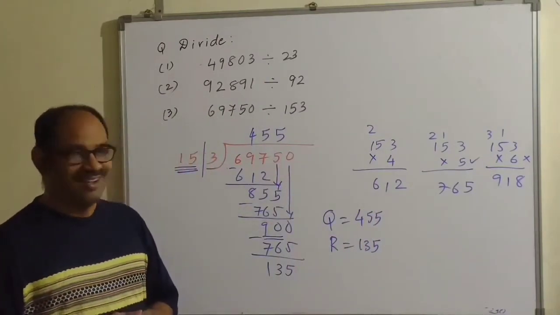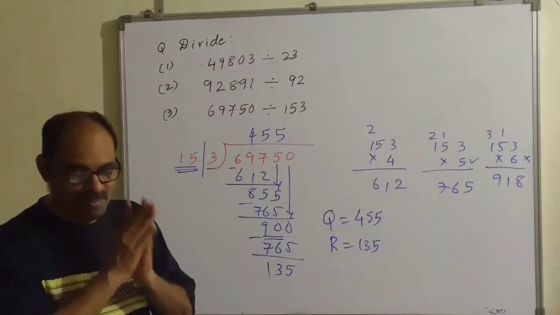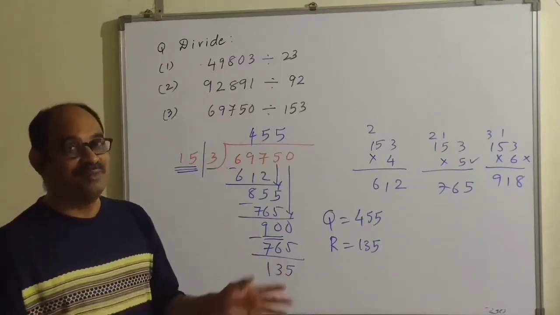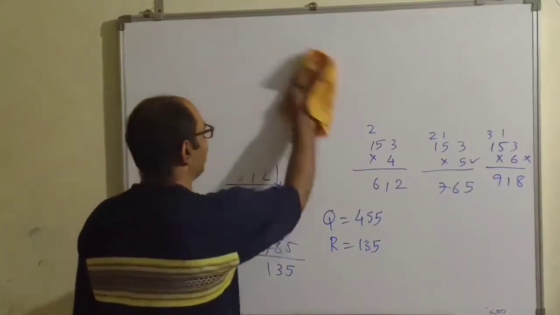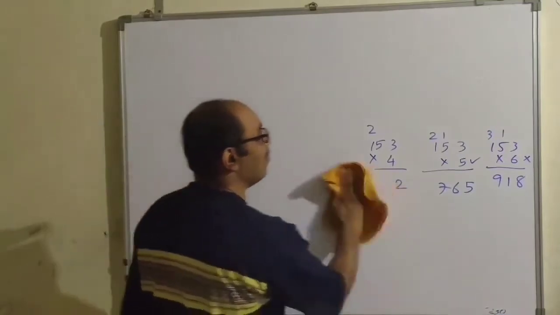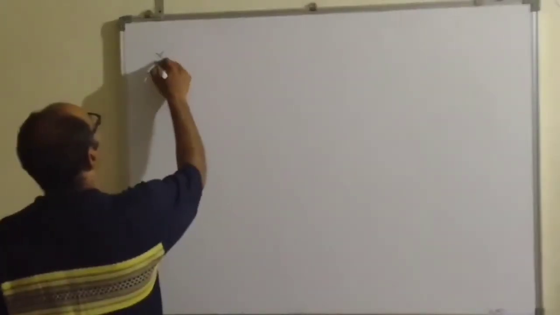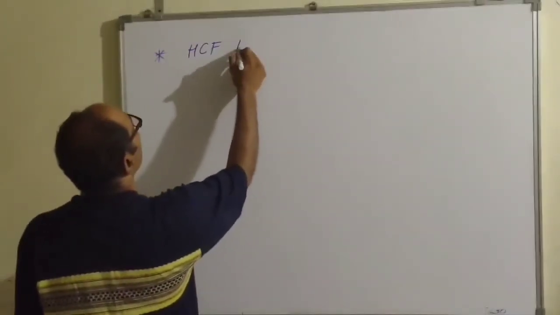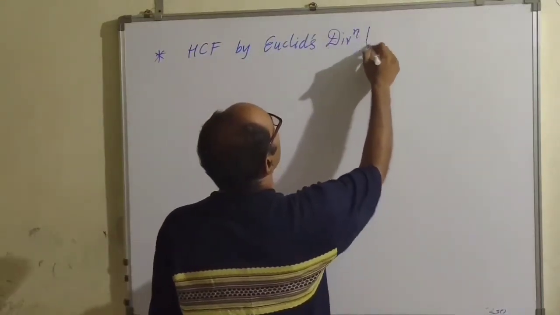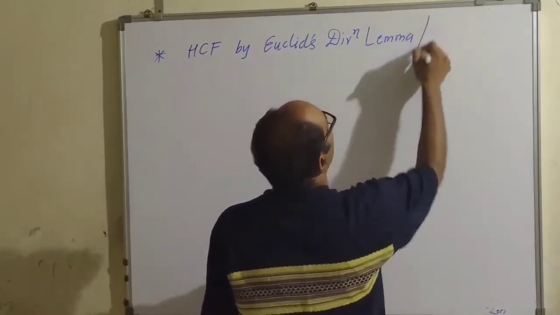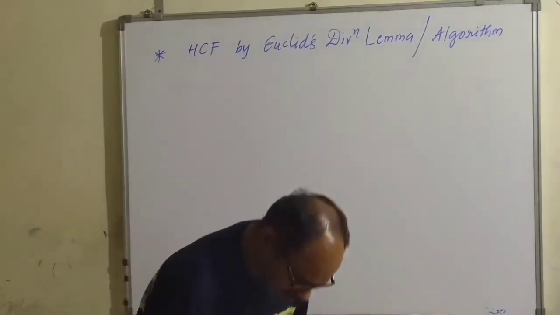Is that clear? We are going to find HCF by Euclid's division lemma, and in that you have to do plenty of divisions. Okay, so let's see. Finding HCF by Euclid's division lemma, also called Euclid's algorithm. HCF by Euclid's division lemma or algorithm.